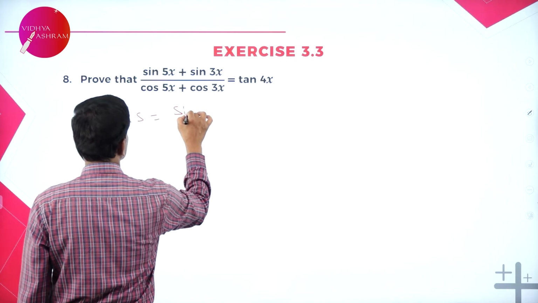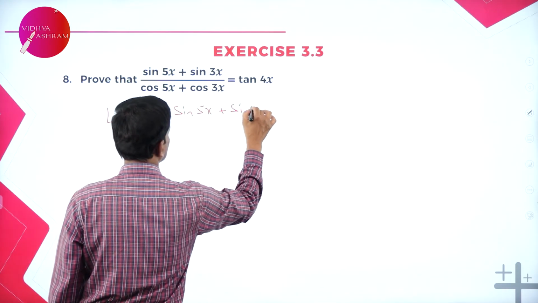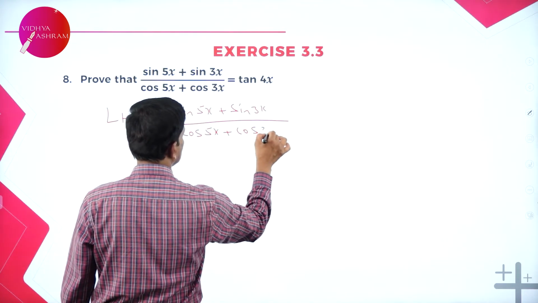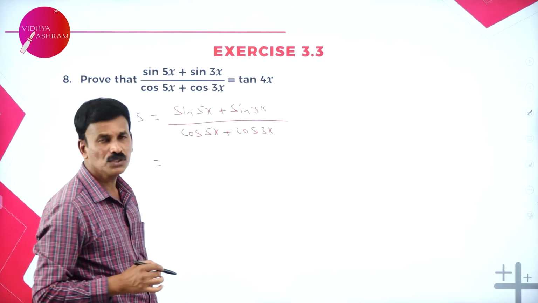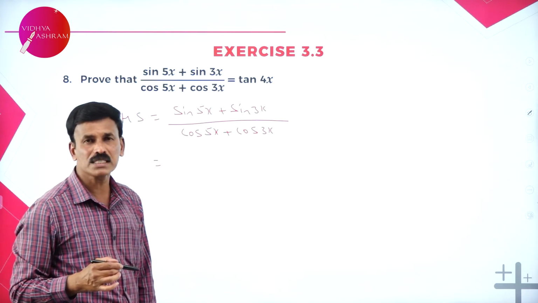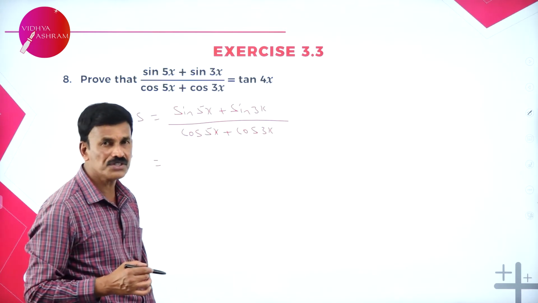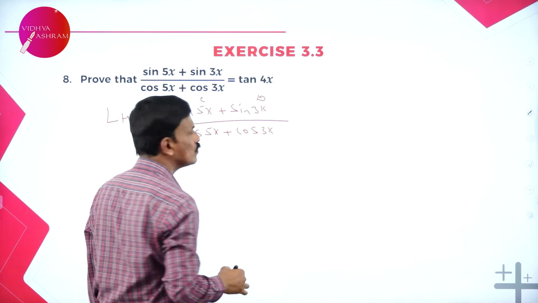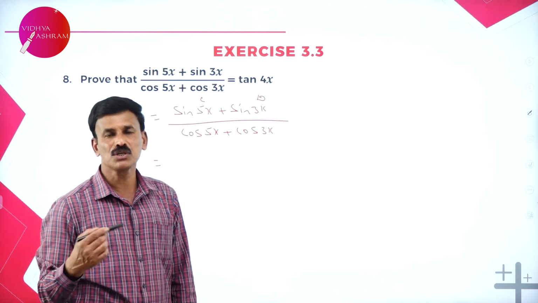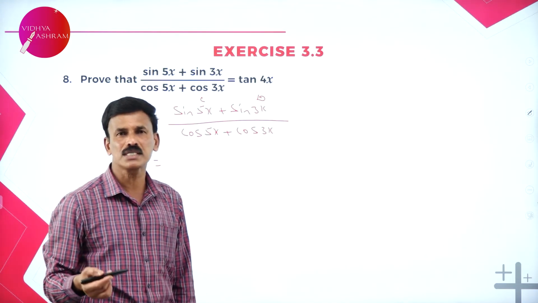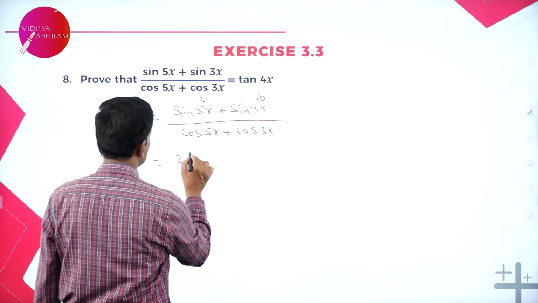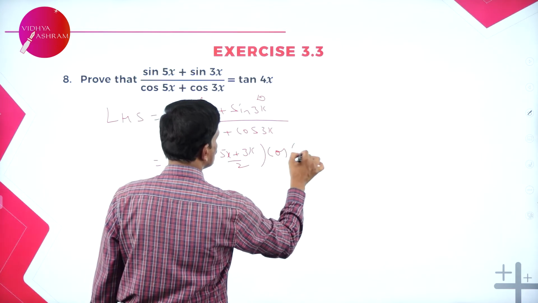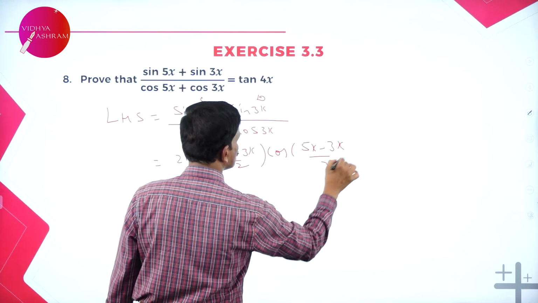What is LHS? Sin 5x plus sin 3x divided by cos 5x plus cos 3x. The numerator is of the form sin c plus sin d, and the denominator is cos c plus cos d. What is c? C is equal to 5x, d is equal to 3x. Now, what is sin c plus sin d? Sin c plus sin d is equal to 2 sin (c+d)/2 into cos (c-d)/2. So this is 2 sin (5x+3x)/2 into cos (5x-3x)/2.